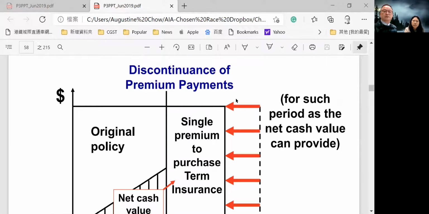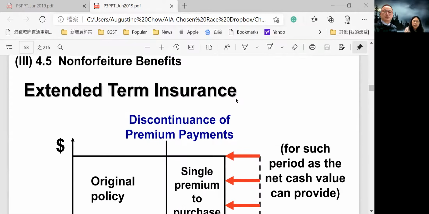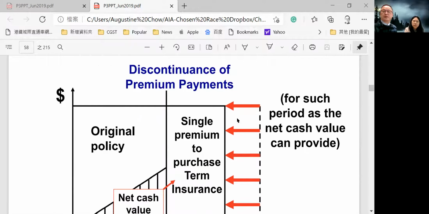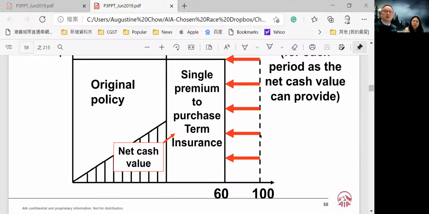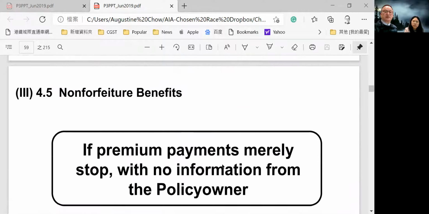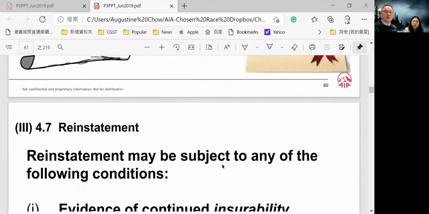Okay. Extended term, you discontinue premium payment. The original policy, you extend it. So it's very easy. The non-forfeiture features are very easy.